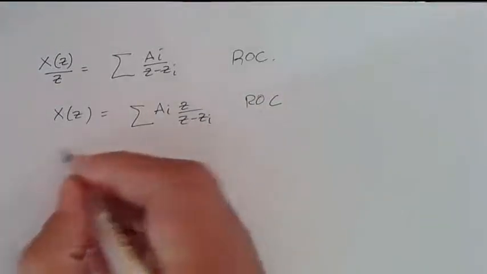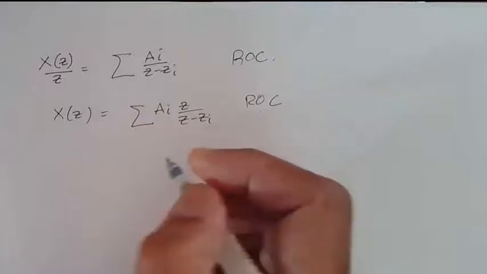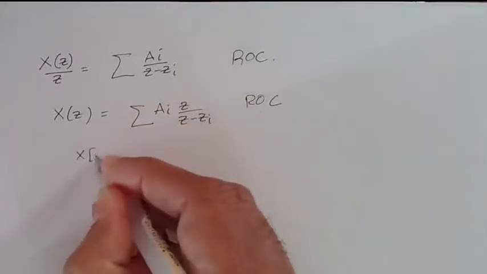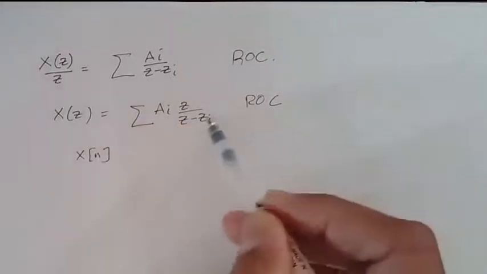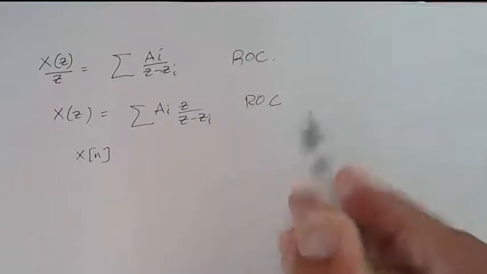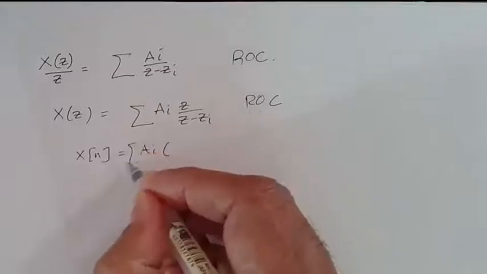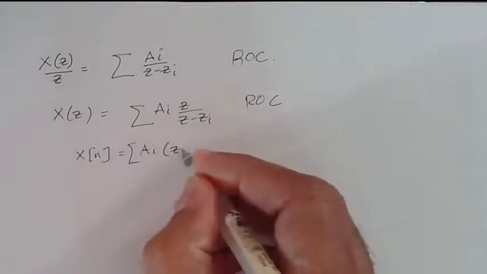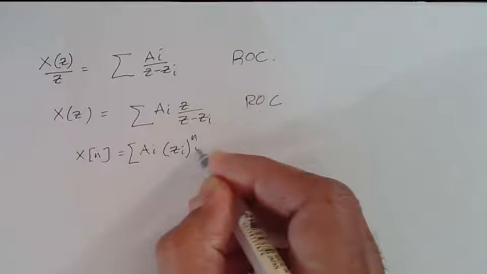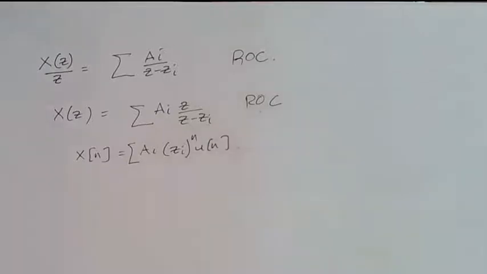So in the end, you'll get x of n is equal to, let's assume that the region of convergence is outside of all of the poles, then this would become the summation of a sub i z sub i to the n u of n. Right? It'll be that simple. That's it.